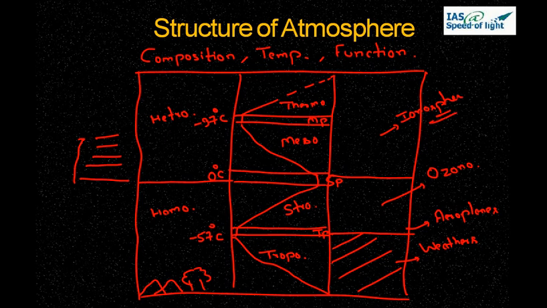The charged particles play an important role in radio wave communications, and also at the North Pole and the South Pole we see the rings, the green color, the red color rings, because of the charged particles which are present in the ionosphere. So this is the structure of the atmosphere based on composition, temperature, and function.